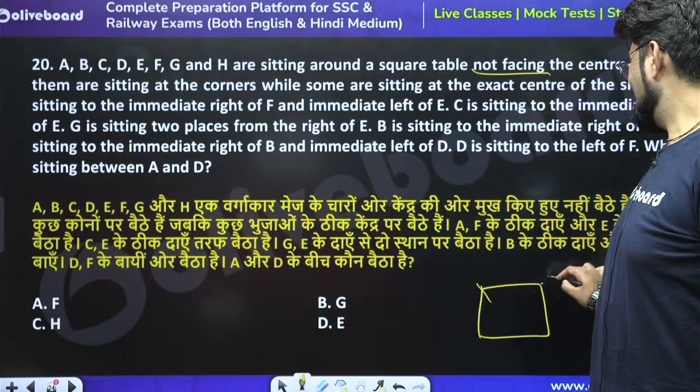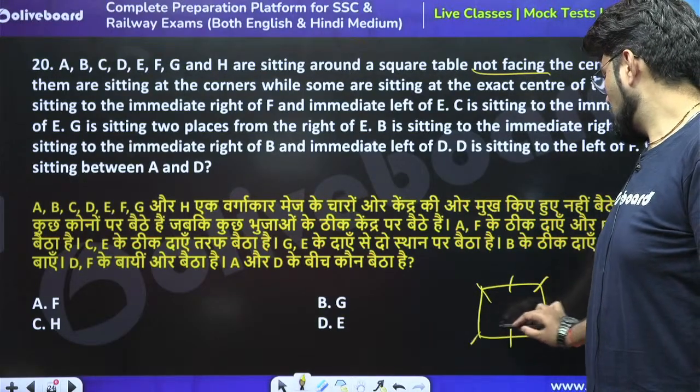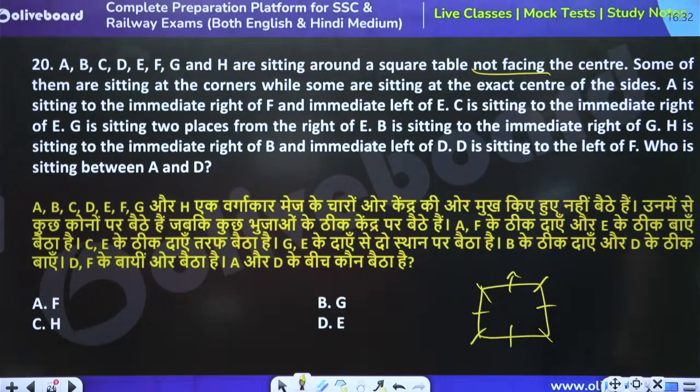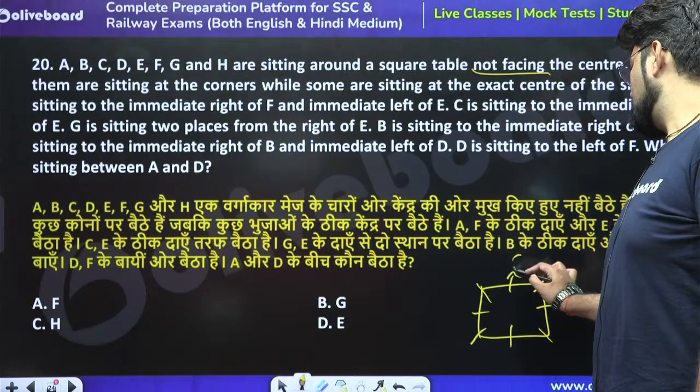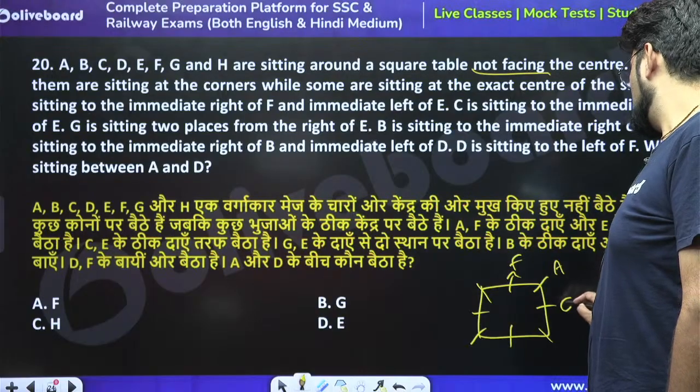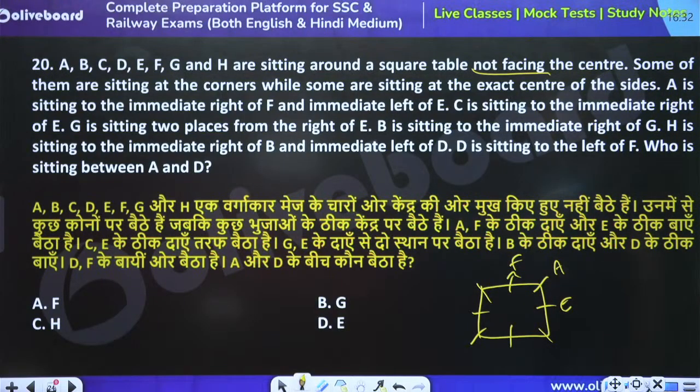Okay. So they are all facing outside. Okay. A is sitting to the immediate right of F. So this is F, this is A, but we should think that immediate left of E, okay, but is A at the corner?